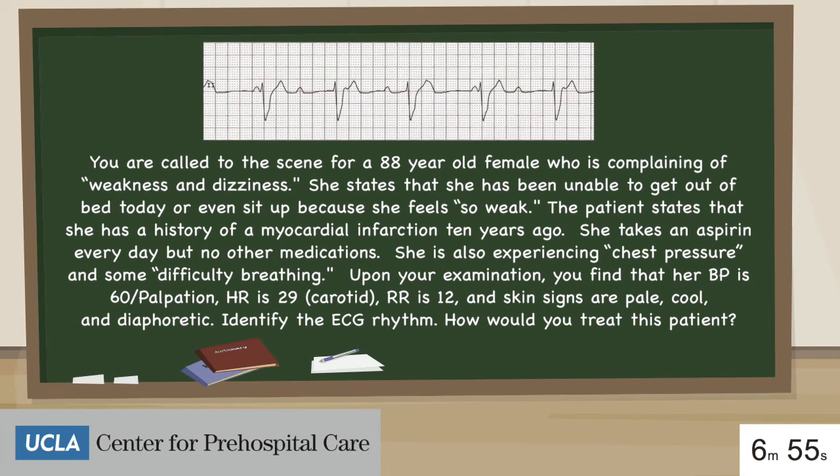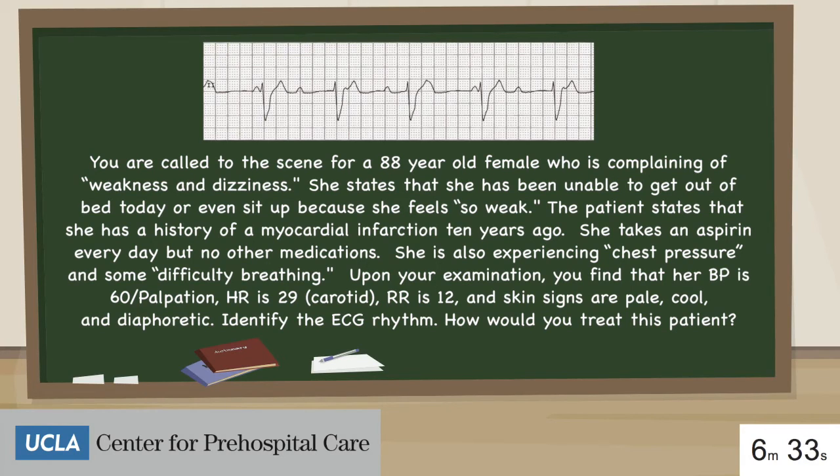You're called to the scene for an 88-year-old female who is complaining of weakness and dizziness. She states that she's been unable to get out of bed today or even sit up because she feels so weak. The patient states she has a history of a myocardial infarction 10 years ago. She takes aspirin every day, but no other medications. She's also experiencing chest pressure and some difficulty breathing.